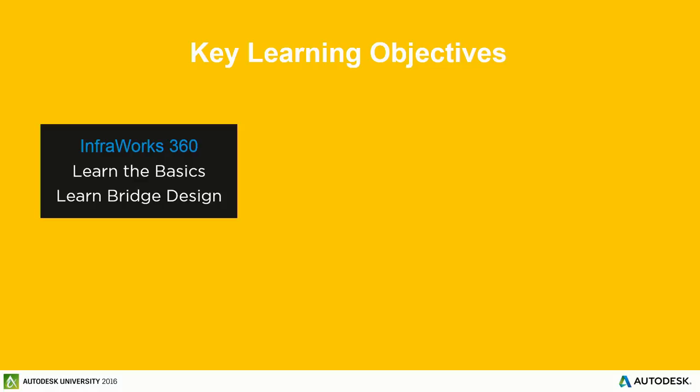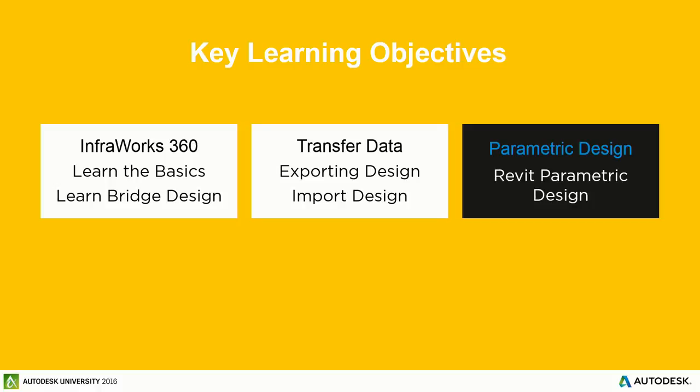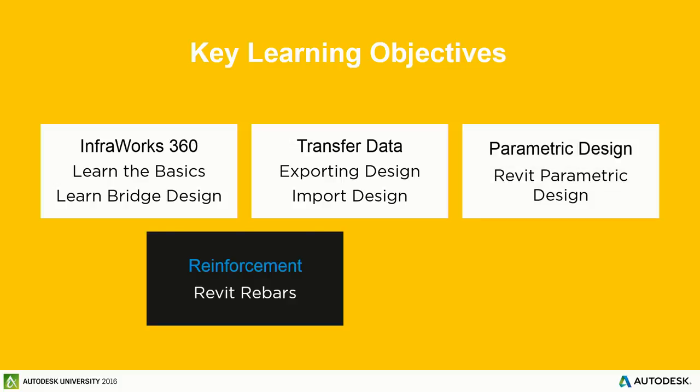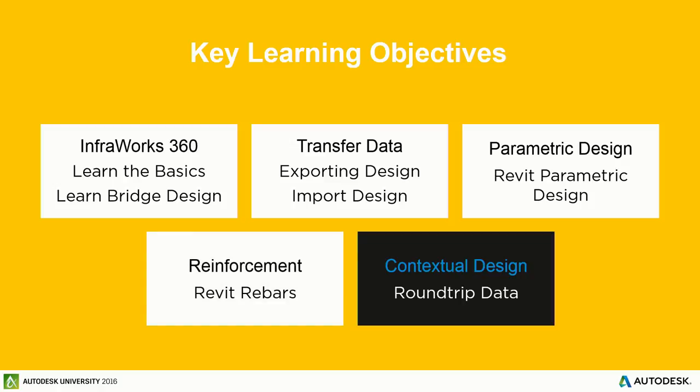We have some key learning objectives, typical key learning objectives. One is learning the basics of Infrastructure360 and the bridge design module, the pros and cons. We'll then get into how do we transfer the data, how do we export it out of InfraWorks and into Revit and the data that we get. While we're inside Revit, we're actually going to start looking at how to parameterize the information, or do we need to strip the information. We'll get into the reinforcement aspect as well, since we're there in Revit. And then lastly, we'll bring it back into InfraWorks.